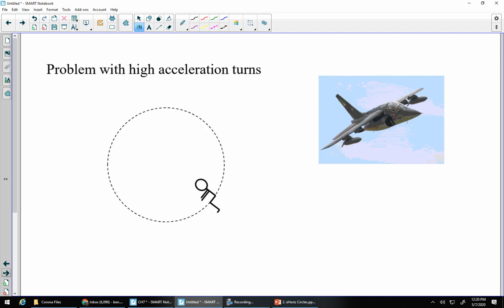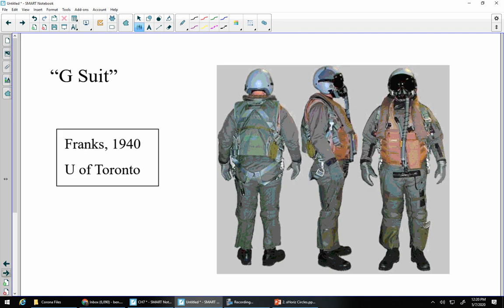One of the problems with high acceleration turns is, if you get up to like 7, 8, 9 Gs, even the best pilots can't hang on, right? They pass out. The blood can't get back to their brains. So, and this is actually the University of Toronto, a guy invented this suit that alleviates this problem. And you really don't want to crash a plane, right? It's a person inside of that plane, and it's like a $1 million plane as well.